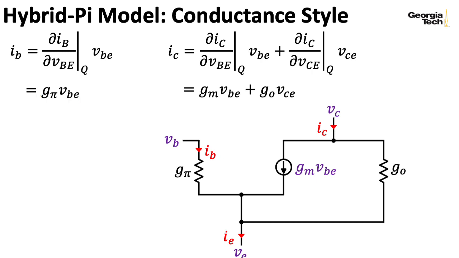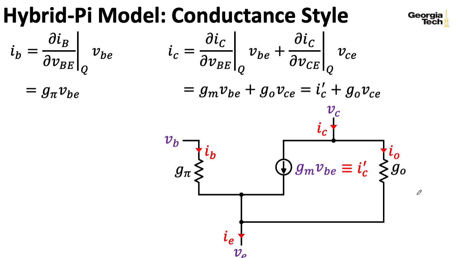So if you look at Marshall Leach's notes on this, he actually gives this current a specific name of IC prime, which lets him express the collector current as the sum of IC prime coming from this current source plus the current flowing through the resistor G naught.